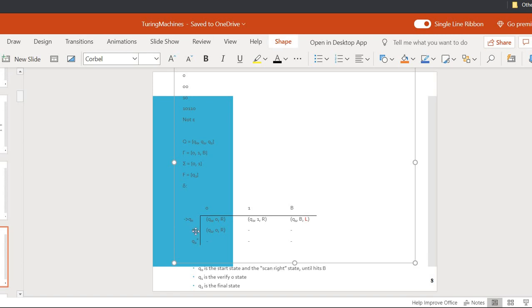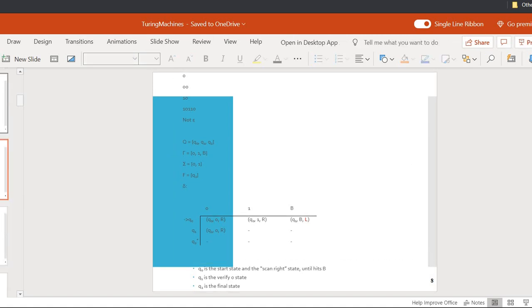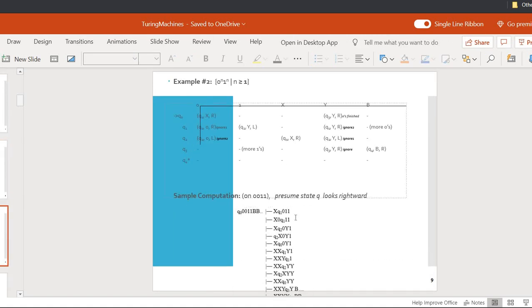And this table, we know, is the table with the symbols and the states. We know that Q0 is the initial state, also known as the scan state. Q1 is the verify 0 state, and Q2 is the final state, because there is no other state after this.